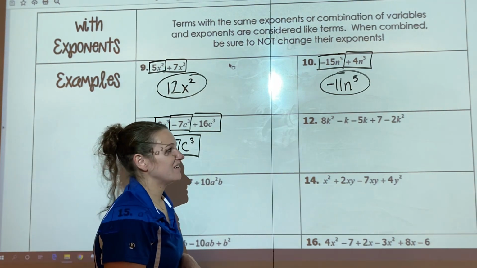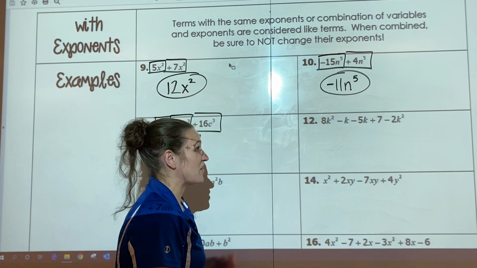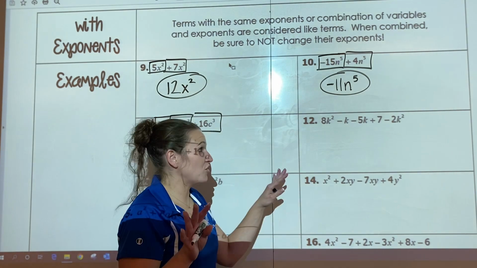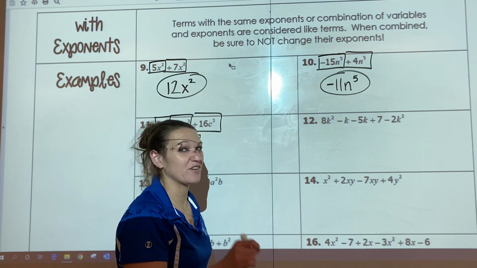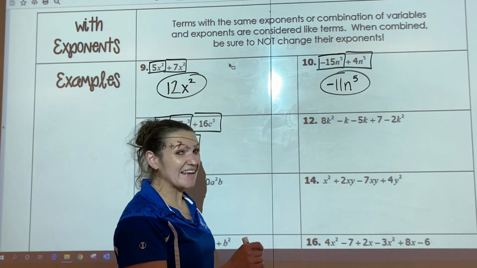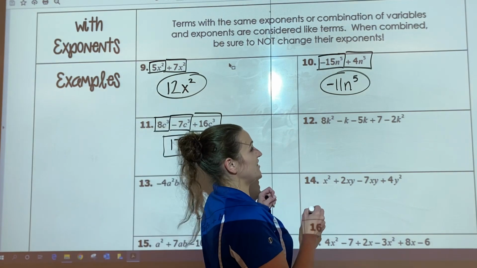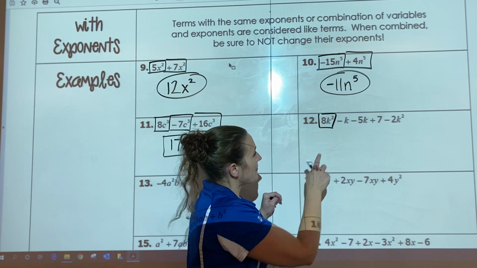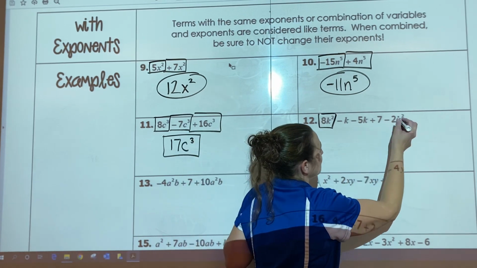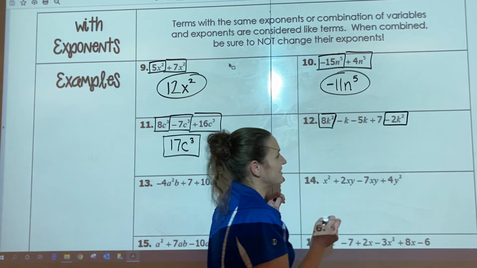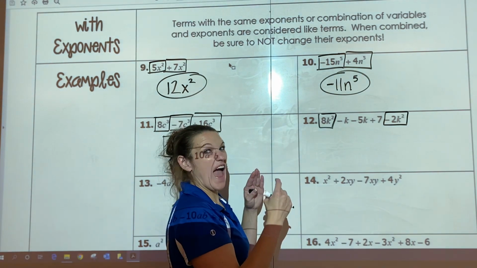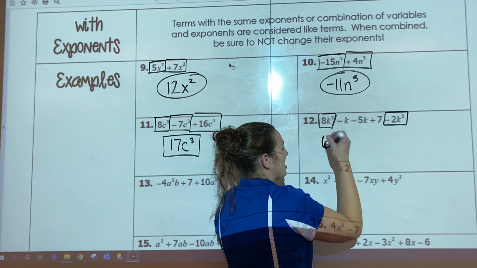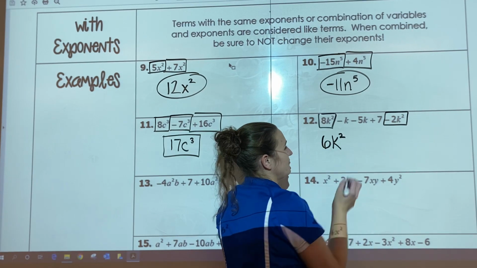Over here, couple things. We have a k and a k squared. And then we have a constant term with no variables at all. Let's find like terms first. I always start by looking at my highest exponent. And in this case, that's going to be the squared. So I have 8k squared. And the only other thing that has k squared is this term right here. So they have to have the same variable and exponent. 8 minus 2 gives me 6. And then I'm going to keep k squared.